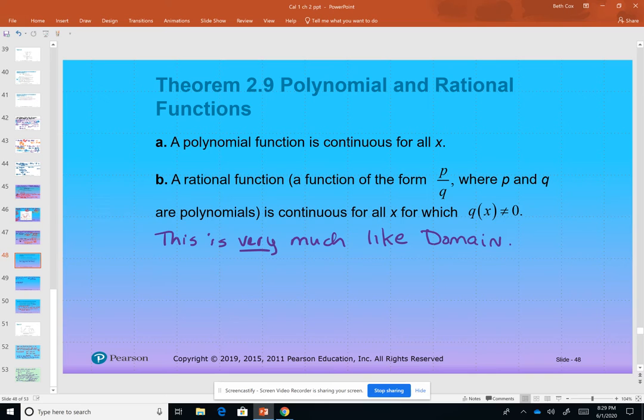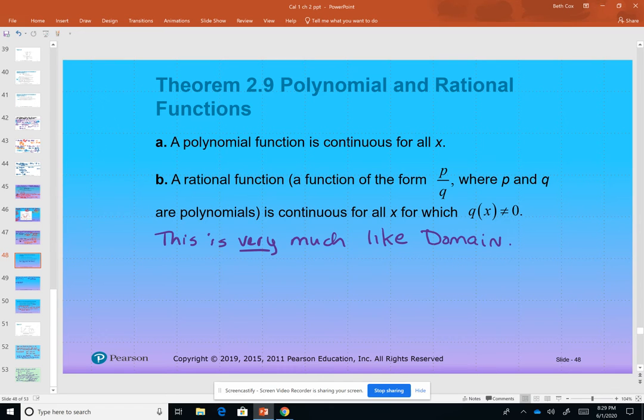Now, a rational function is continuous for everything except where the denominator equals 0. So basically, this is very much like domain. It gets different from domain when you start looking at piecewise functions.